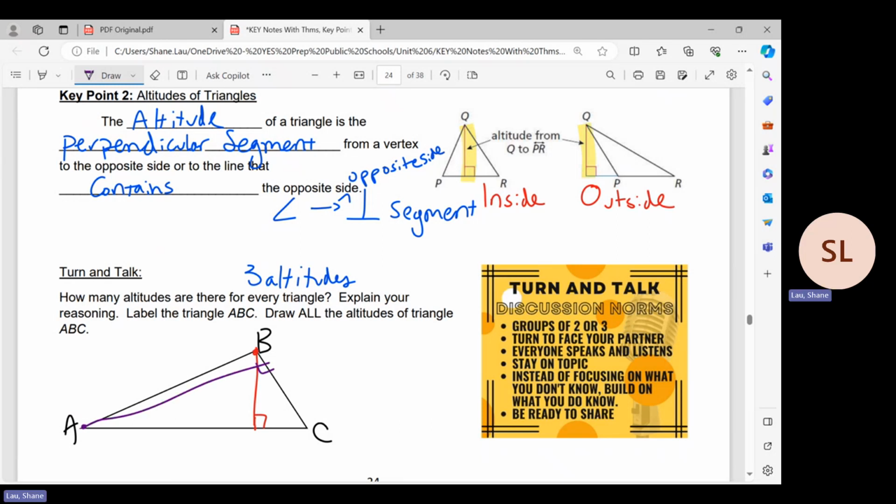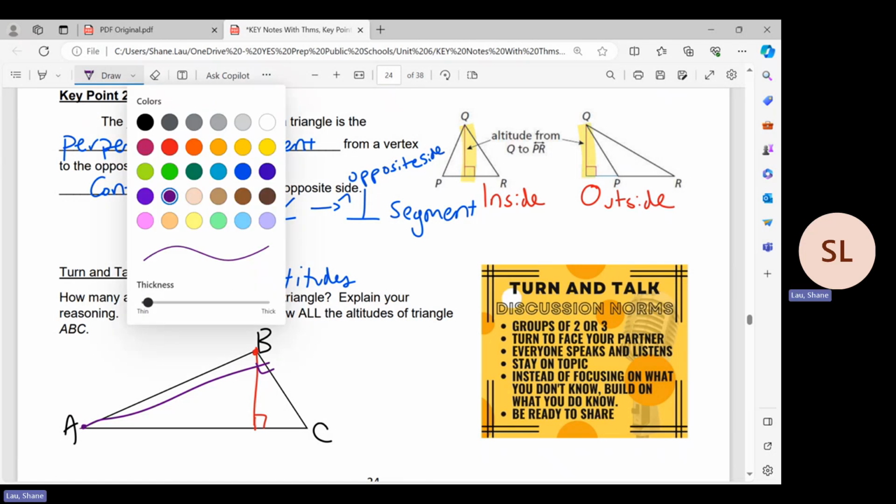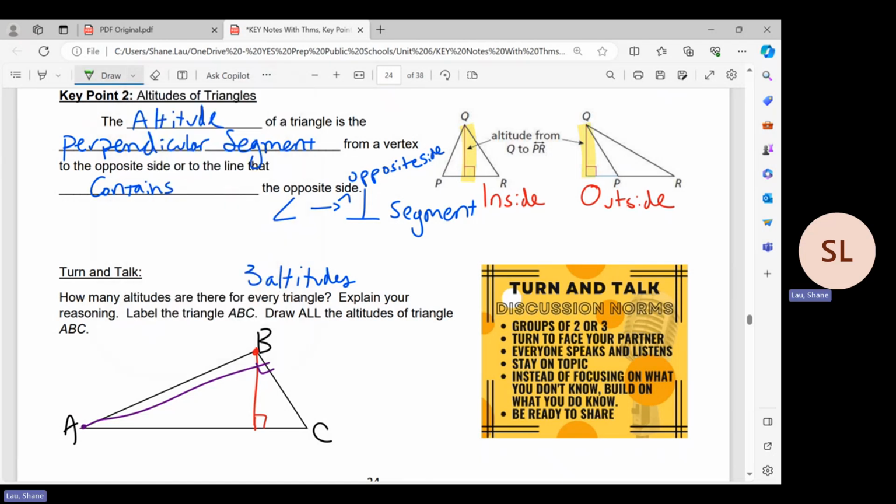We'll just say that is the altitude. But we should know that there are going to be 3 altitudes. And we'll do the exact same thing with C. We don't know entirely if it should be inside, but at the very least, we know that they're going to exist.